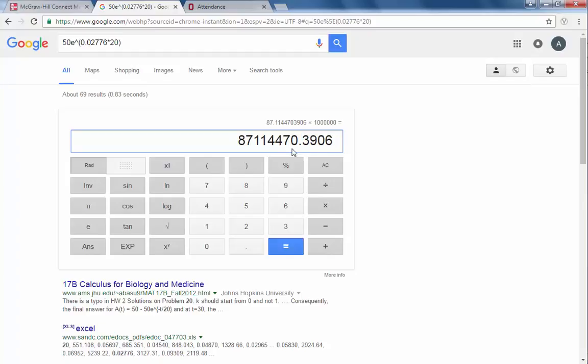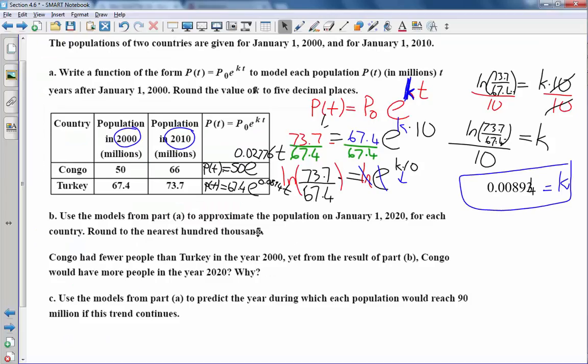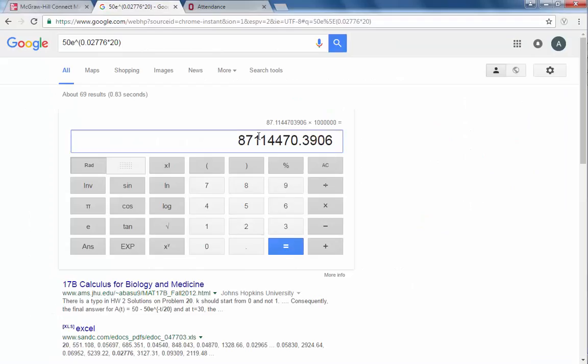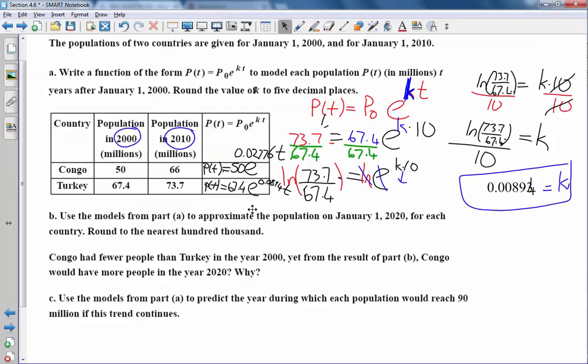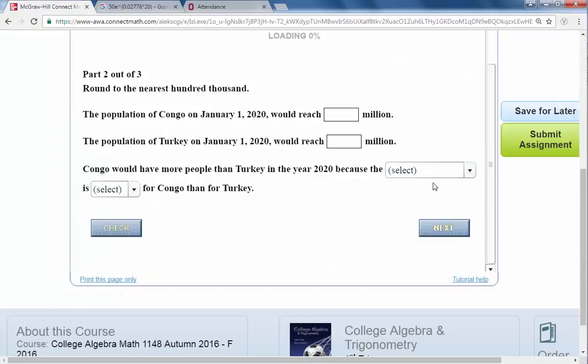Okay. No. We need to round this into nearest 100,000. Where is nearest 100,000? 87,100,000. Right? This is 100,000. 87,100,000. Let's go. Try here. 87.1. It says million, so that's what I type in, 87.1.